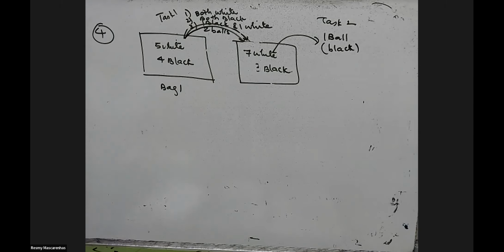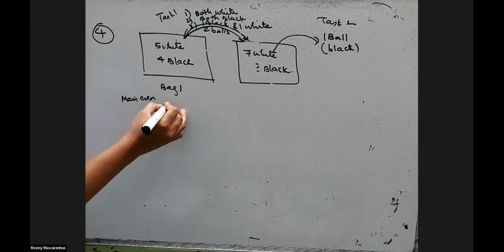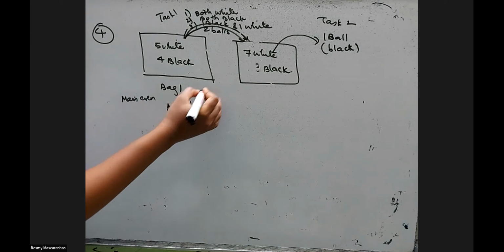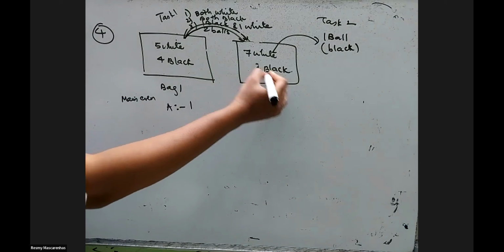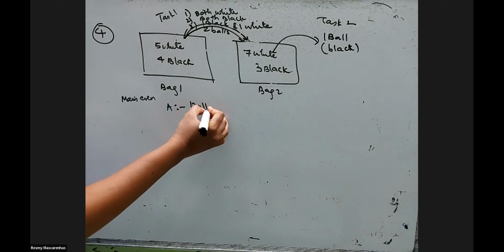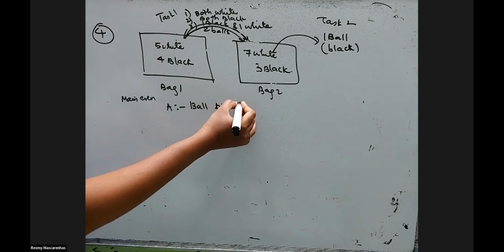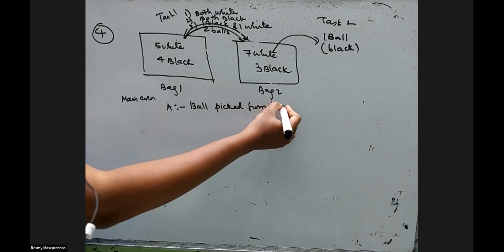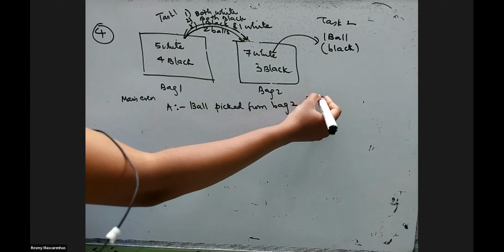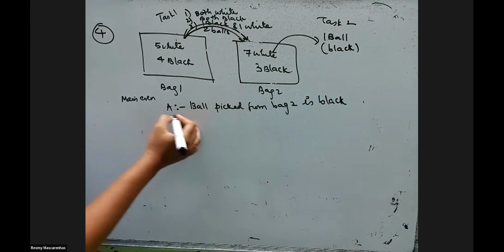So what will be the main event? The main event is anyway A, that is, the ball picked from bag 2 is black. So that is what we have to find.